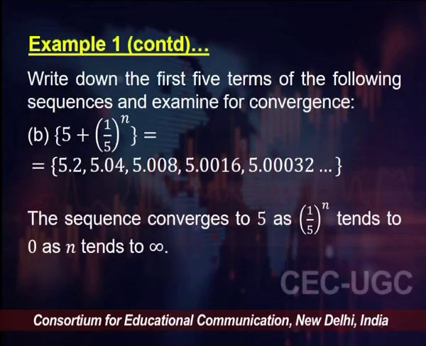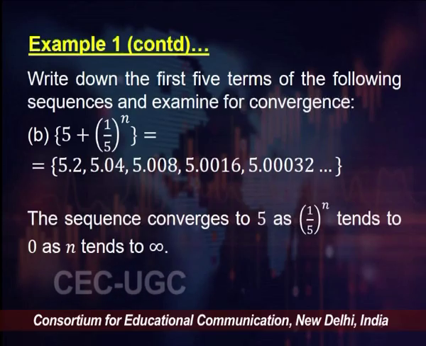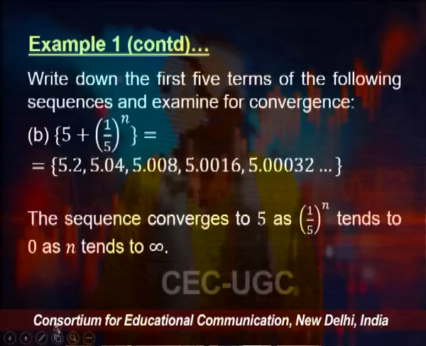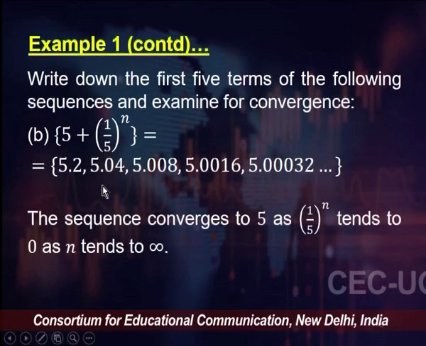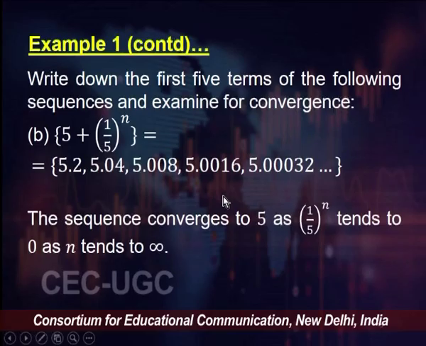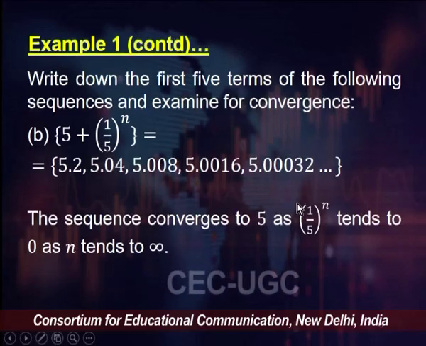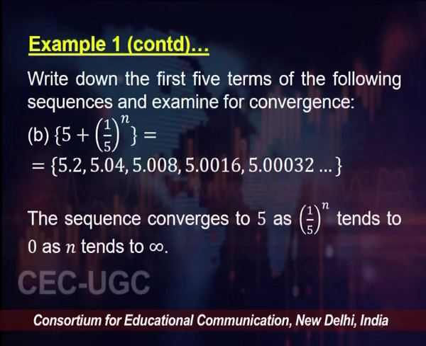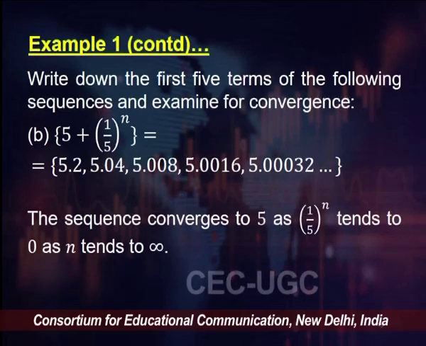In this sequence, the general term is 5 plus 1 by 5 to the power n. So, the first 5 terms of the sequence are, and here because these are the first couple of questions that we are doing, that is why I am asking you to write down the first 5 terms of the sequence so that you understand the pattern of the numbers. In this case, the numbers are 5.2, 5.04, you can just substitute for the n's, you get 5.008, 5.0016 and then 5.00032. And here you can clearly see that 1 by 5 to the power n is going to tend to 0 as n tends to infinity. So, in the limit the sequence will converge to 5.